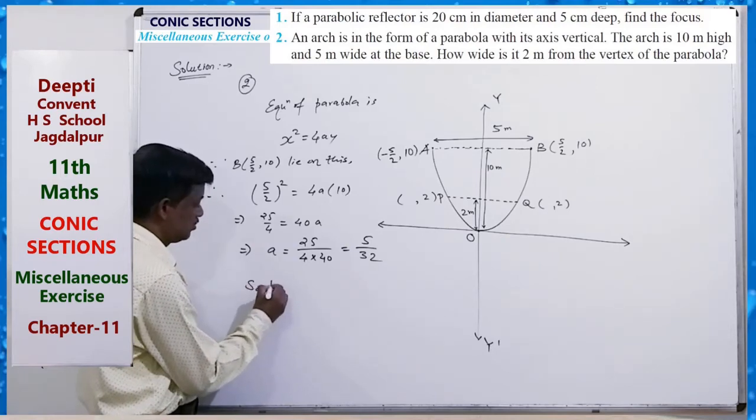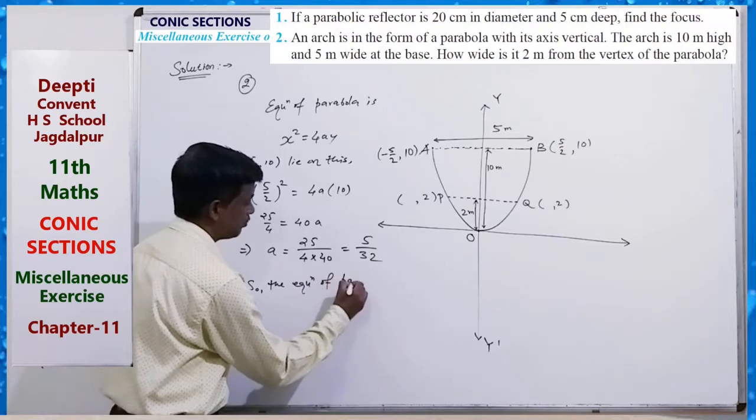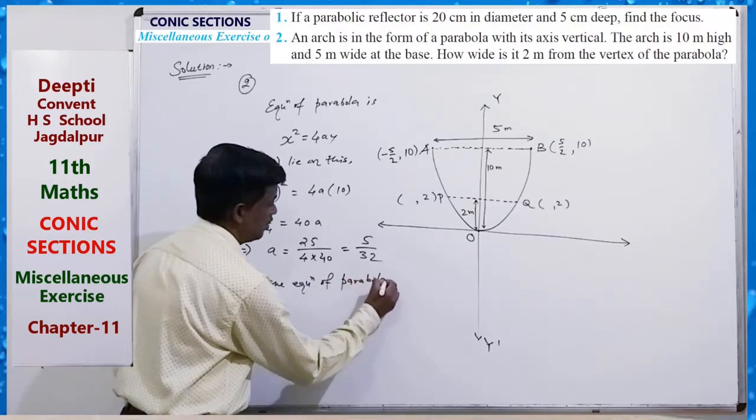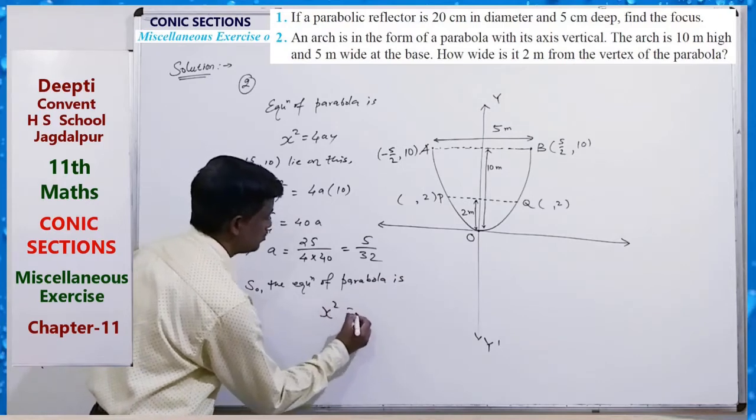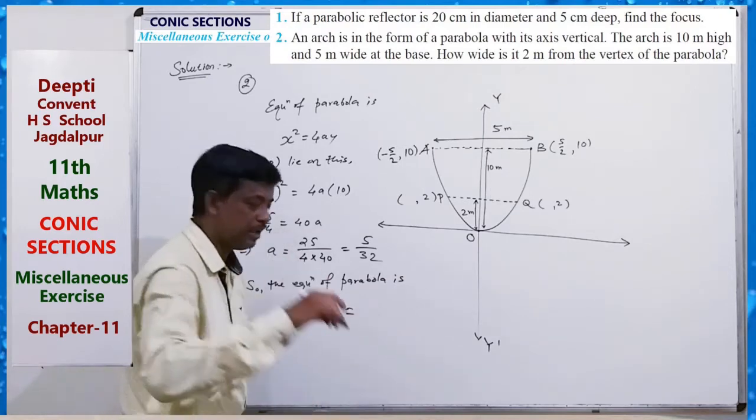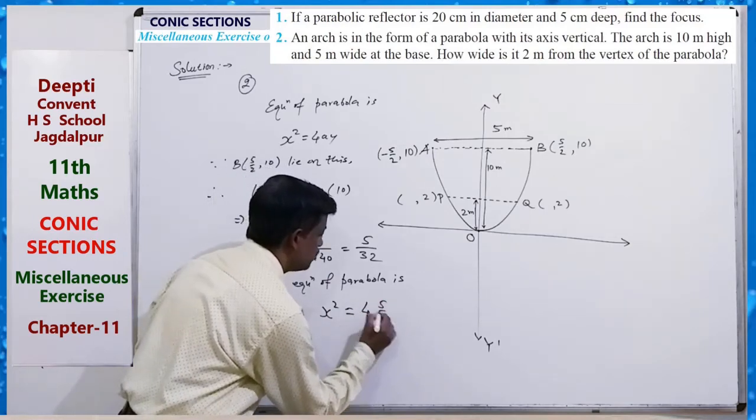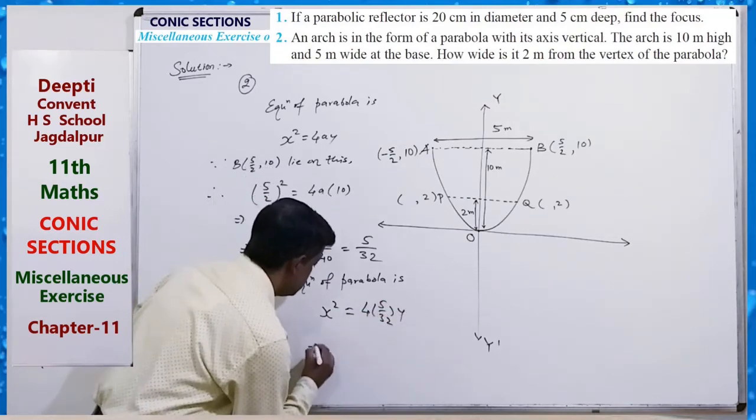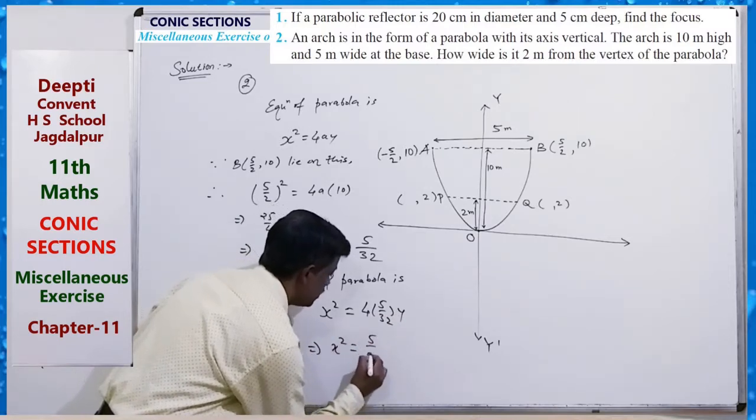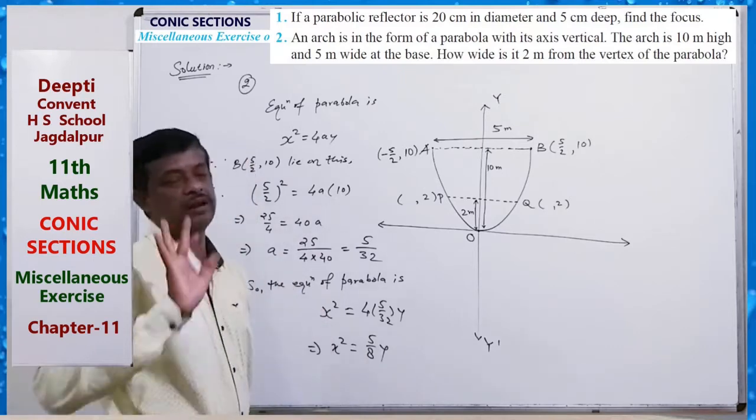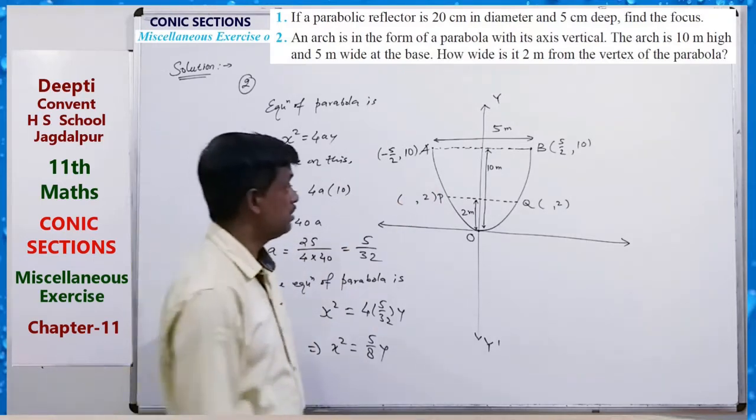So the equation of the parabola is what? x square equals 4 into a, 4 into a is 5 by 32, into y. That is x square equals 5 by 8 y. This is the parabola, its equation. Now we have to find the value of PQ.